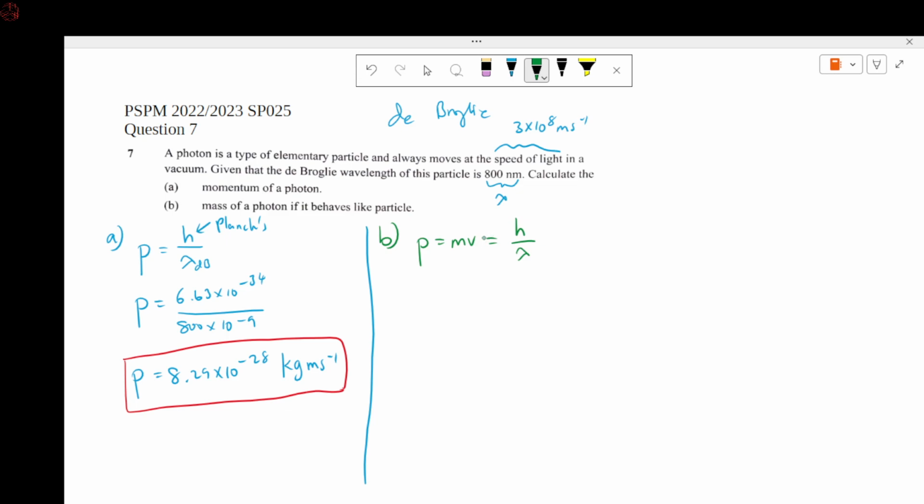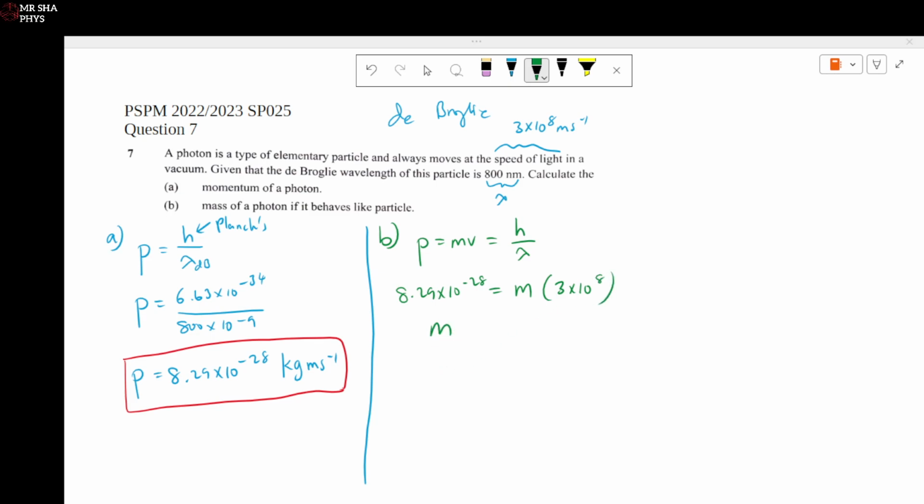So we know the speed of the photon is going to be 3 times 10 power of 8. So I can just substitute those values. I'll have 8.29 times 10 power of negative 28 equal to the mass of the photon, even though in reality it should be massless, but it's asking if it behaves like a particle which has mass. And then I'll have my velocity of that photon to be 3 times 10 power of 8.